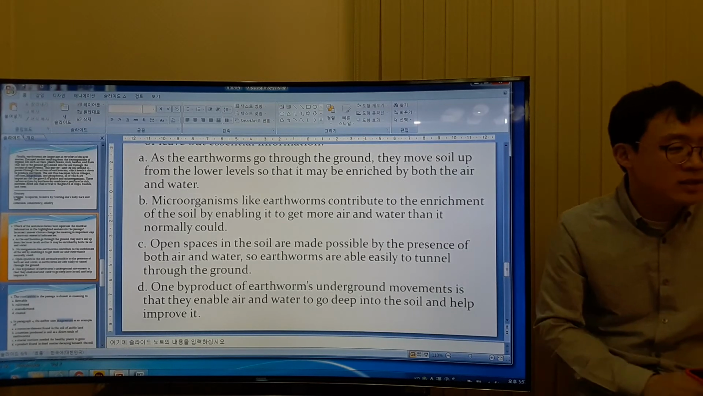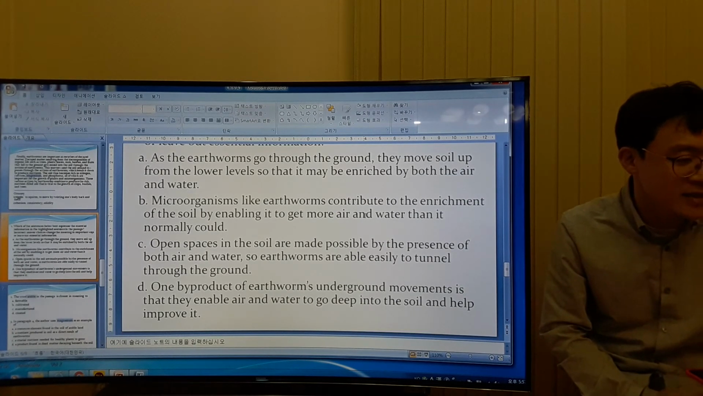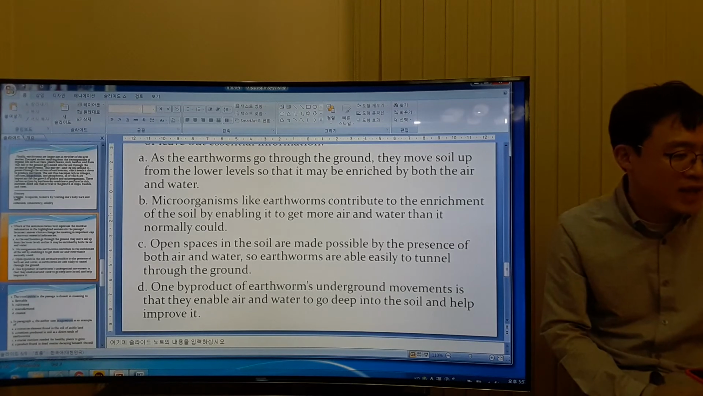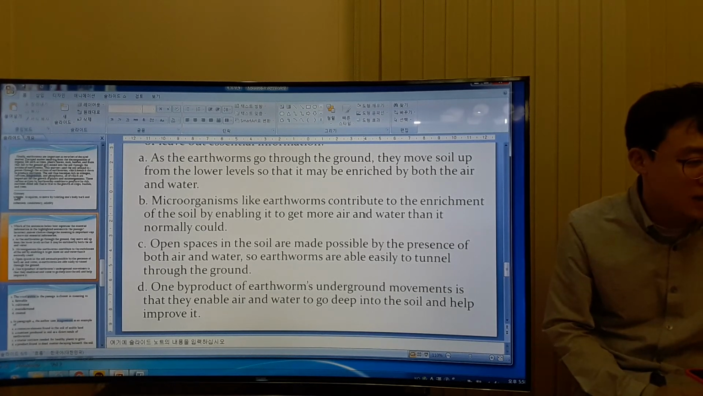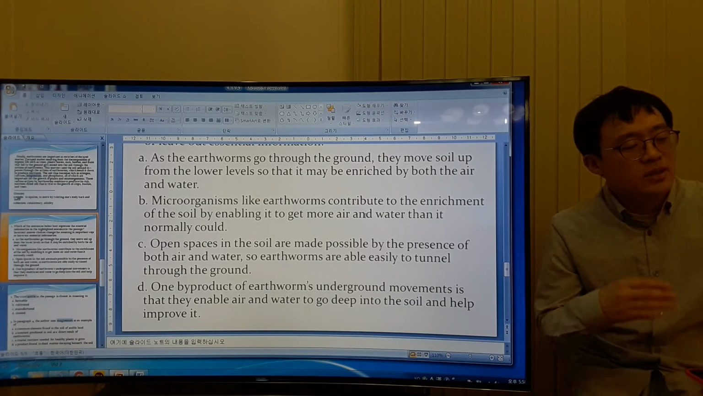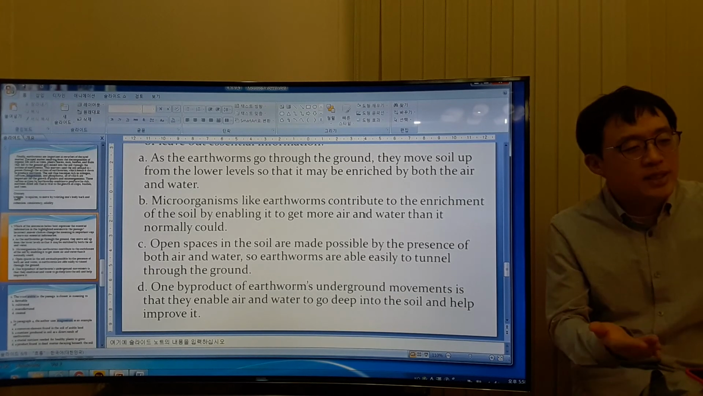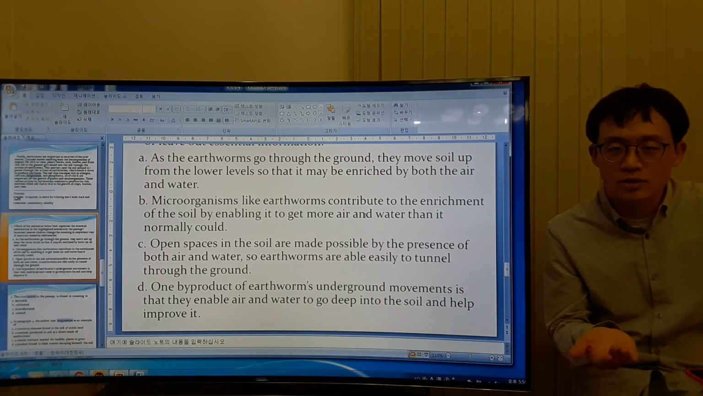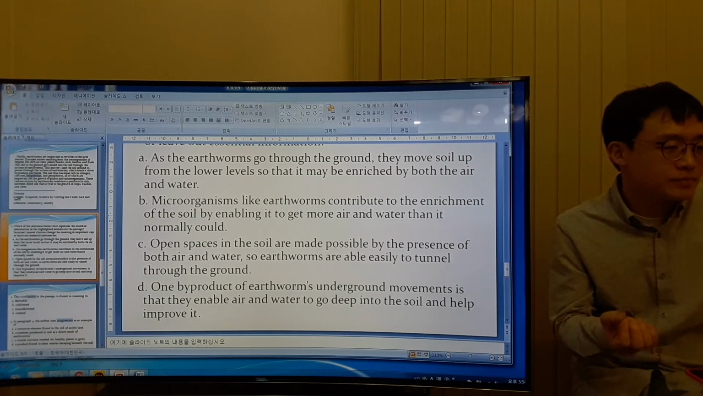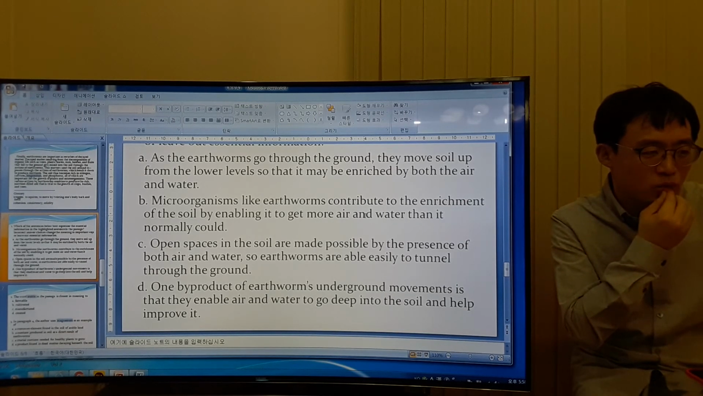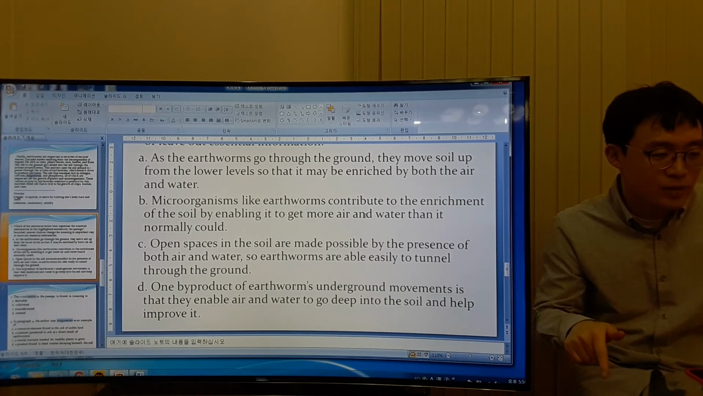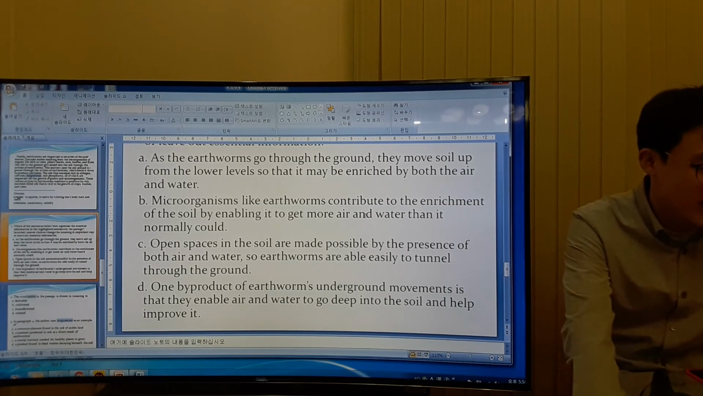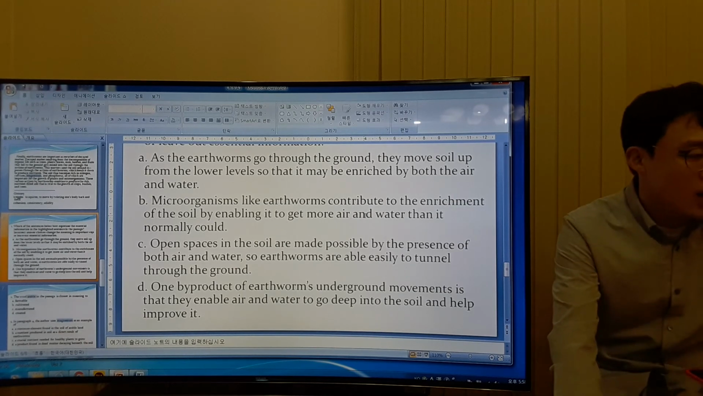Open spaces in the soil are made possible by the presence of both air and water. So earthworms are able easily to tunnel through the ground. This sentence is about the earthworms making these passages. It's not about the air and water making the space and so earthworms can get through it easily. It's not about that. So C is not the answer.